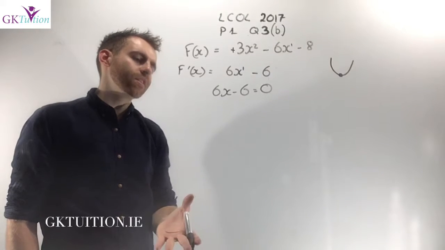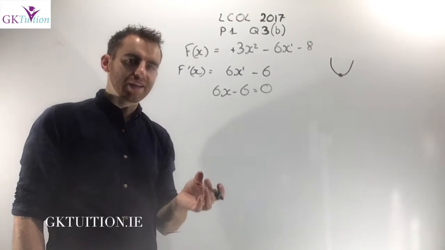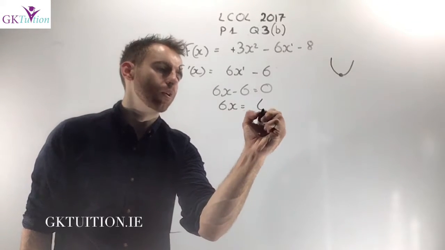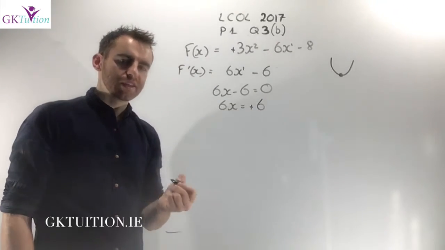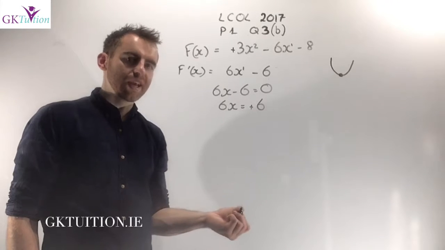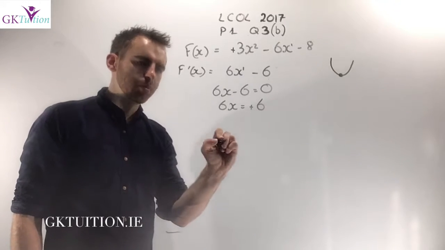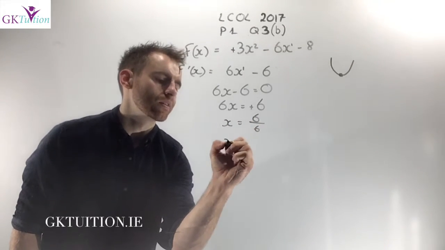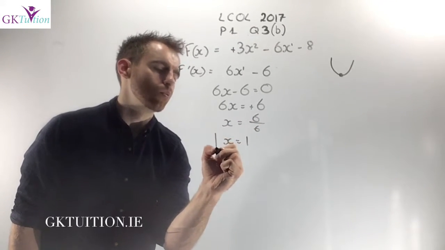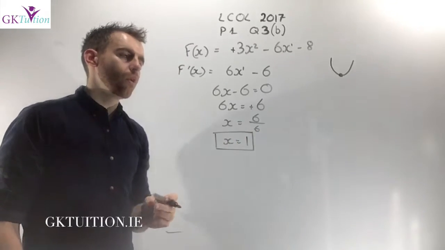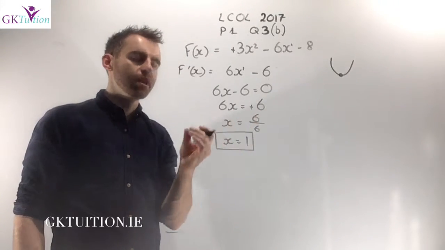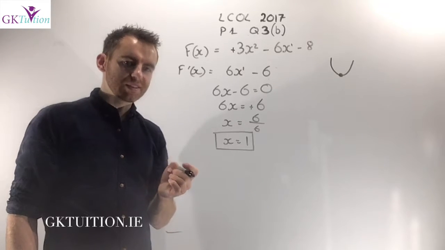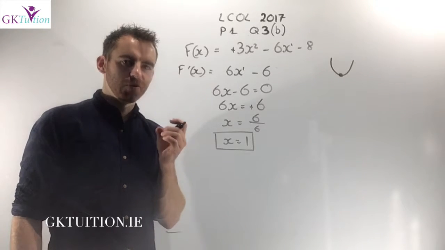If I wanted to isolate my x here, I need to add 6 to both sides. So I can say that 6x is equal to plus 6. If 6x equals plus 6, and I want to get x on its own, I need to divide both sides by 6. So x would be 6 divided by 6, or in other words, x is equal to 1. So now you know that the turning point, or in this case the minimum point, exists when x is equal to 1.